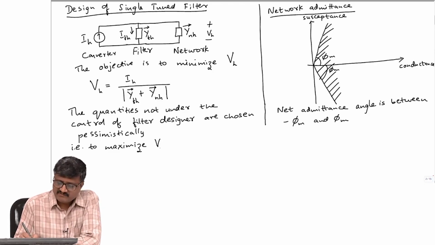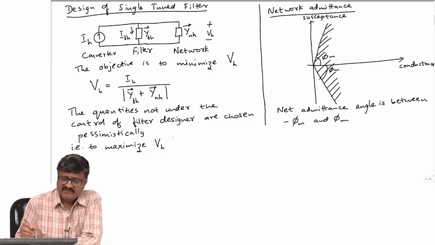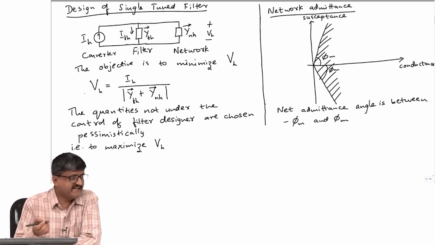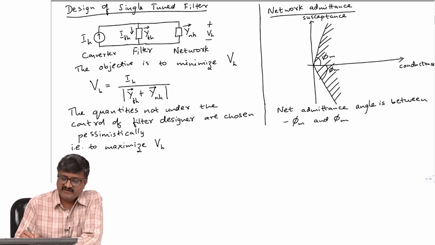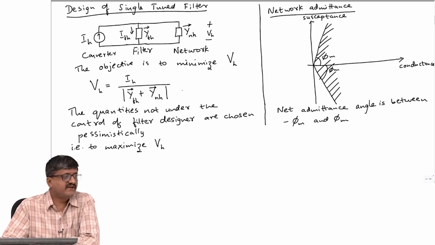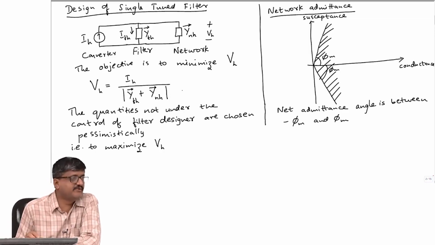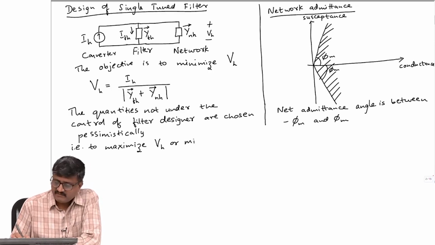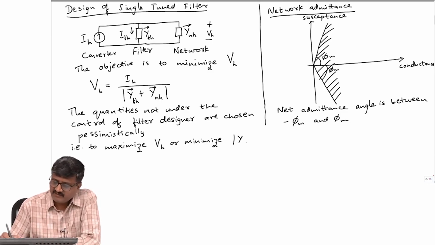VH. So, maximizing VH is actually equivalent to minimizing the denominator in the expression for VH, for a given IH which is constant. Okay. So, here what I am trying to say is, I have not given the value of YNH. I have just said it lies somewhere in the first quadrant or fourth quadrant. I have shown the region also. So, which value to be taken in order to design? Okay. So, to maximize VH or minimize the absolute value of YFH plus YNH.